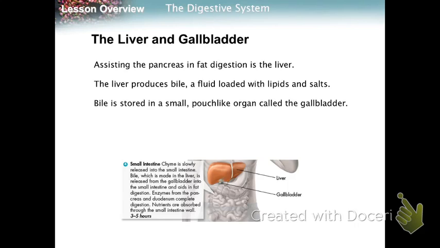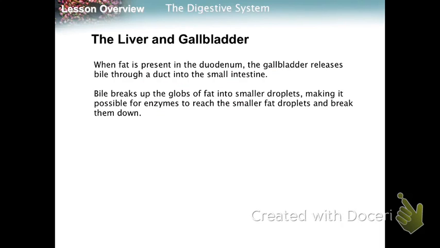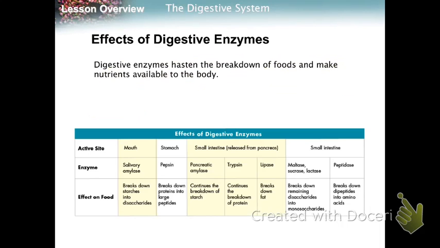The liver helps the pancreas digest fat. It produces bile, which contains lipids and salts. Bile is stored in the gallbladder. When fat is present in the duodenum, the gallbladder releases bile through a duct into the small intestine. Bile breaks up the fat into smaller droplets, and that makes it easier for the enzymes to reach those fat droplets and break them down.